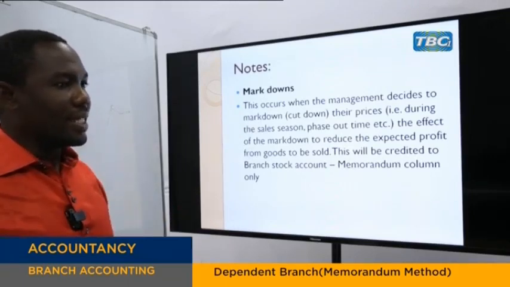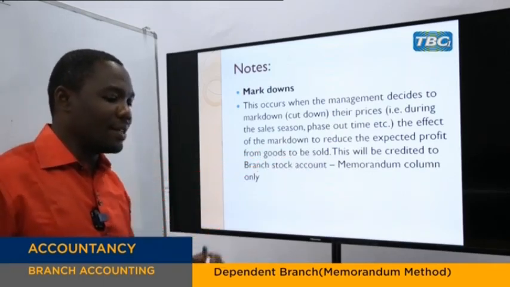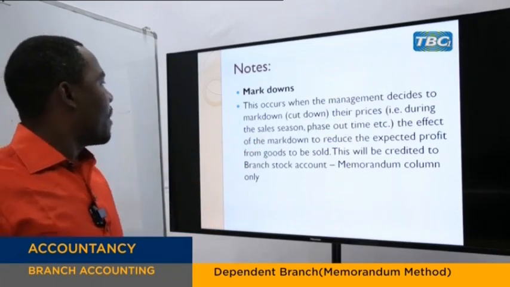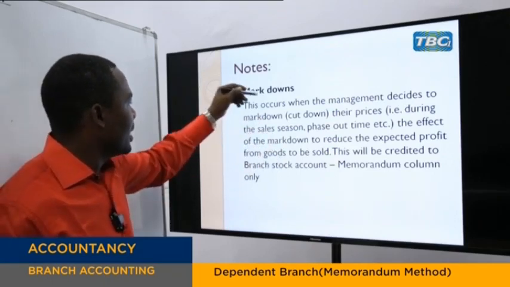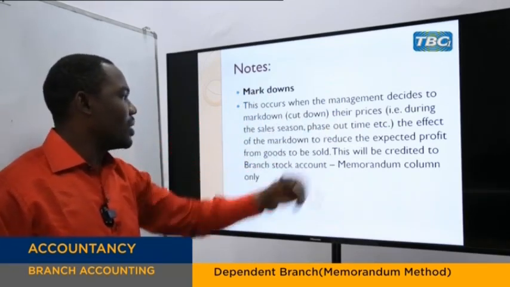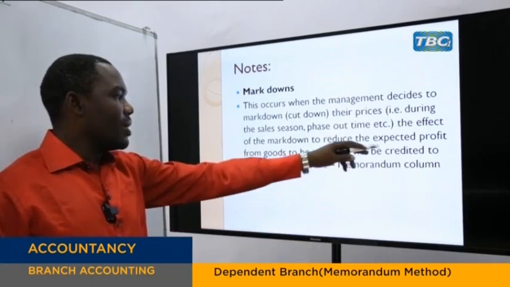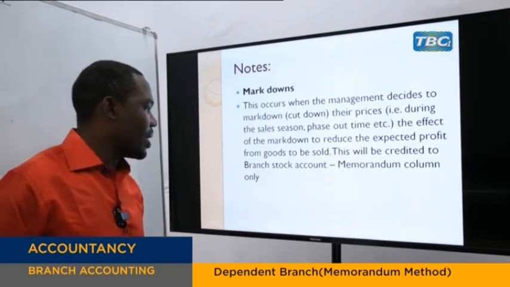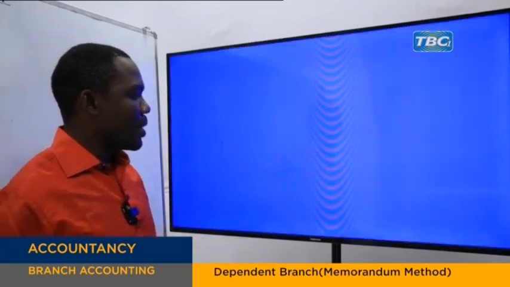If you send these goods at a selling price, and you find that there is a need to reduce the selling price in order to boost sales, then you may reduce the price. If you reduce the price, this is what we call a markdown. This occurs when management decides to cut down their selling price. The effect of this will reduce only the expected profit, and this will be credited to the branch stock account, but only under the memorandum column.